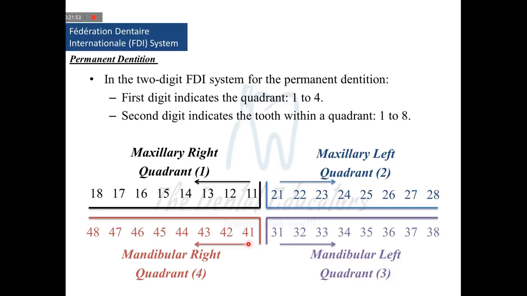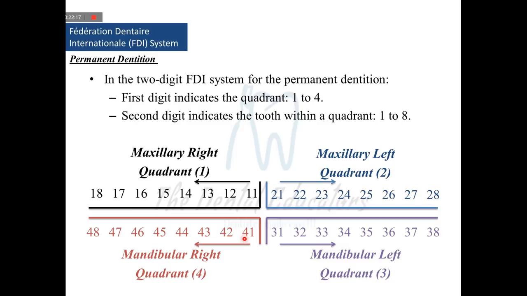So the first tooth from the midline in the mandibular left quadrant and the right quadrant is still the same, just the first digit changed. The first digit has now become 4 rather than 3. So the first tooth in the mandibular right quadrant from the midline is the mandibular central incisor, which we already know. That is for the mandibular right quadrant.